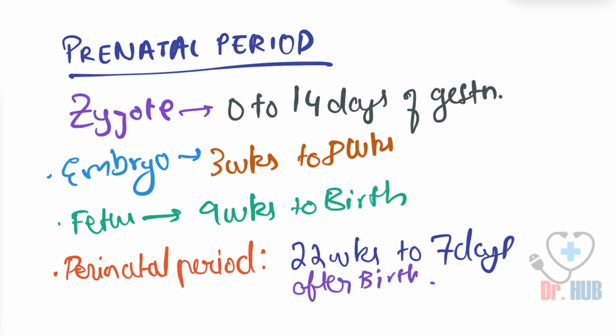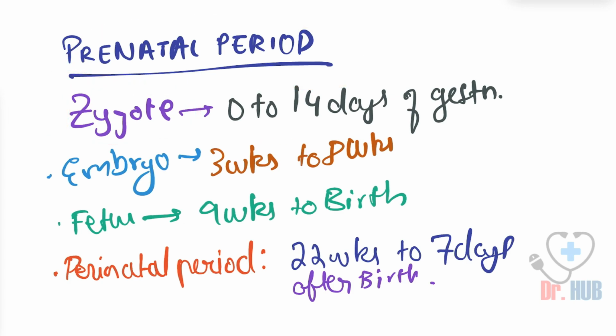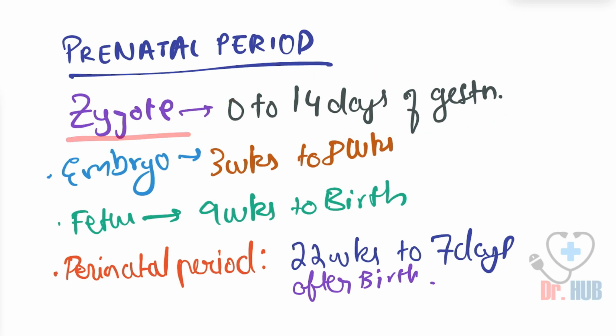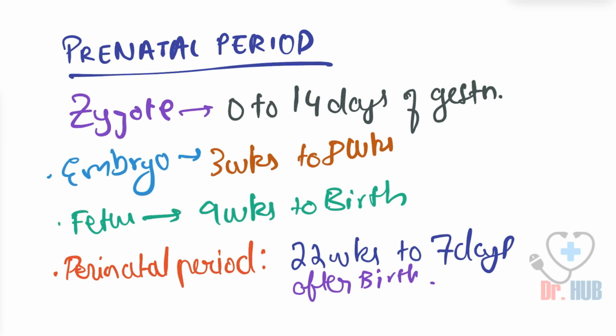Just to recap, we saw the prenatal period. It includes the zygote, the embryo, the fetus, and there is also a perinatal period. The zygote is from 0 to 14 days, up to 2 weeks of gestation. Then the embryo is from 3 weeks to 8 weeks, that is roughly from 1 month to 2 months. Then the fetus is from the 3rd month onwards. 1 month is 4 weeks, so starting from the 3rd month is the fetus.